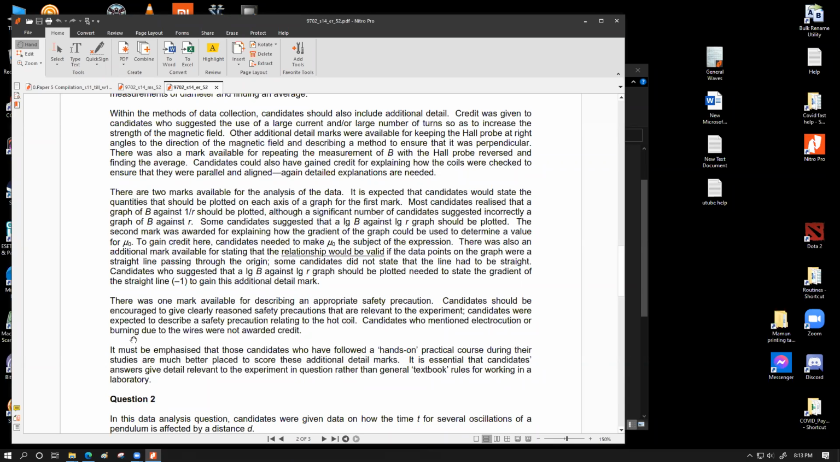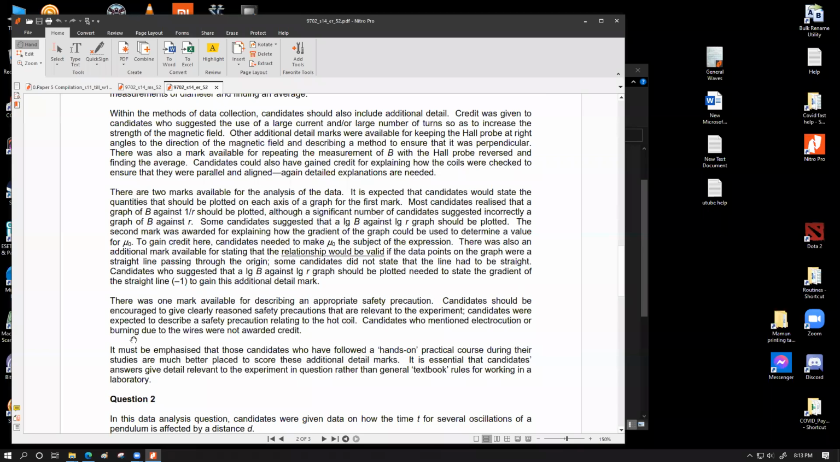Candidates who mention electrocution or burning due to the wires were not awarded credit, which means that even if I mention that I have to keep the current minimum so that the heat generated in the coils is low to avoid burning, if you just mention the word burning, I'm not going to be awarded the safety mark. This is a bit harsh. I would not get this mark, but okay, I'm learning. So in this case, burning is not a prevalent issue.